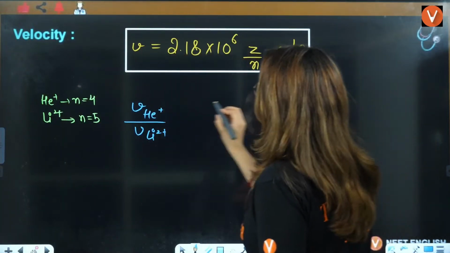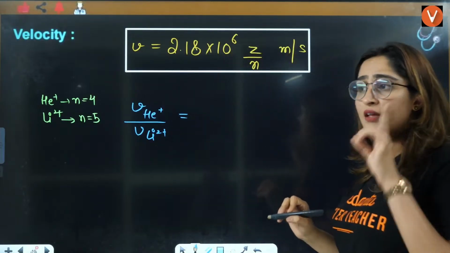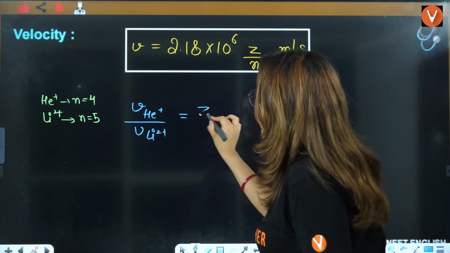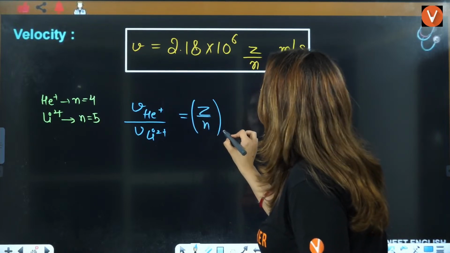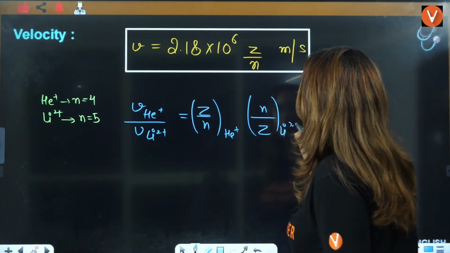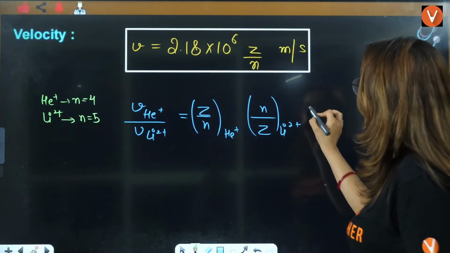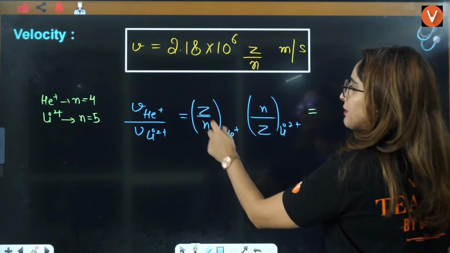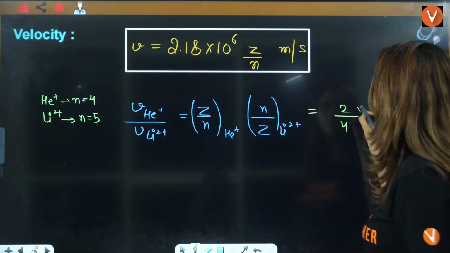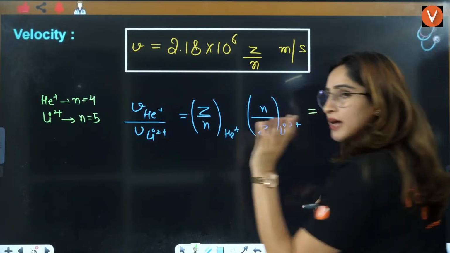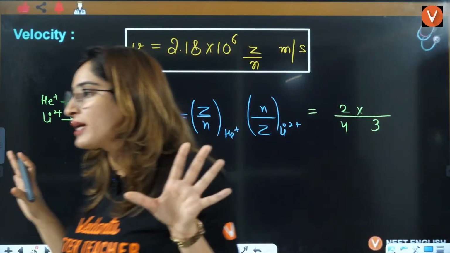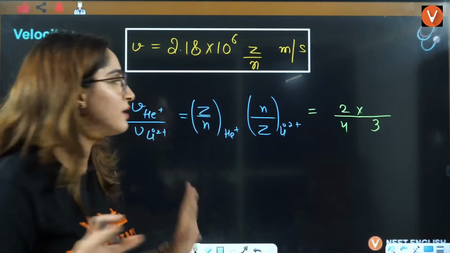You will apply the same formula, but we know that whenever we take the ratio, we just directly write the proportionalities. This is z by n. So what will you say? Z by n of helium positive, Z by n of lithium 2 positive. Now, if you write this here, Z of helium is what? Z of helium is 2 divided by n of helium is 4. Z of lithium is what? Hydrogen, helium, lithium. Lithium is 3. Students, Z is nothing but the atomic number. Okay, hydrogen, helium, lithium. Right?